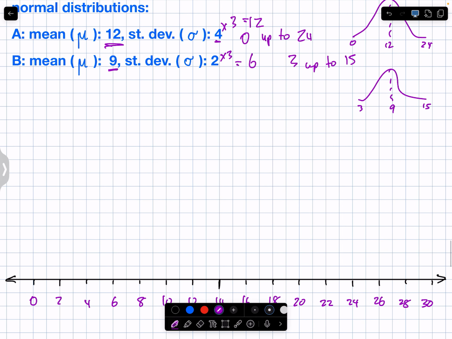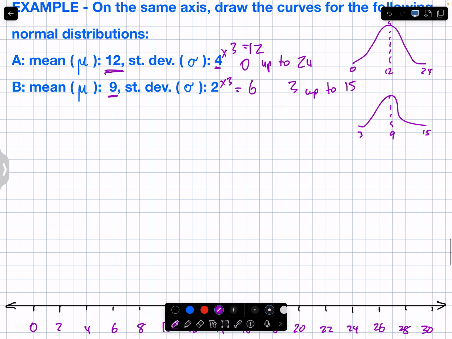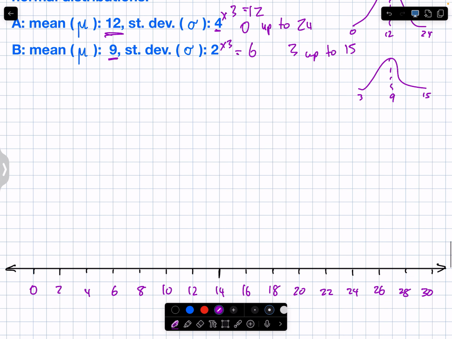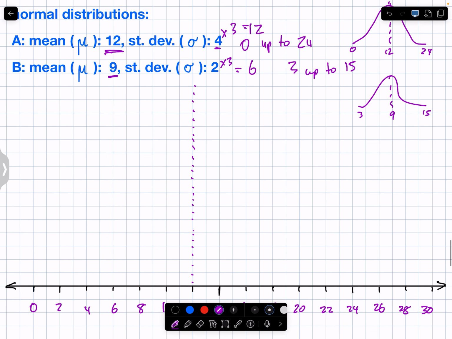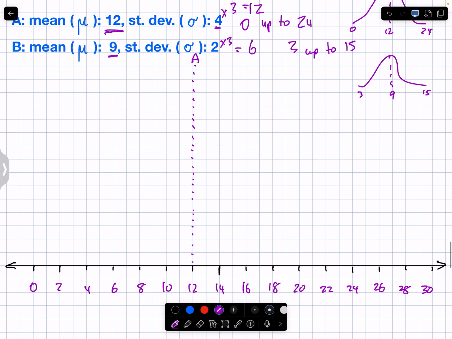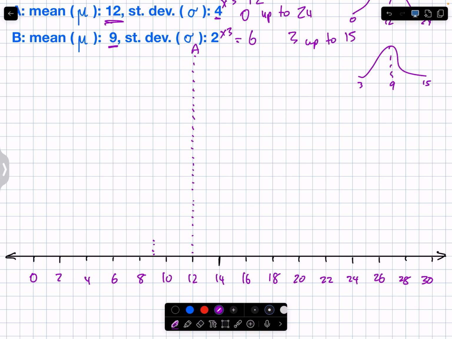Let's position the means. A is going to have a mean of 12, so I'm going to draw a dotted line up from 12. Follow along as you can. This is just positioning them centrally. And then B is going to have a mean of 9, so there's going to be a dotted line above 9 on the x-axis. B is going to be centered over that.